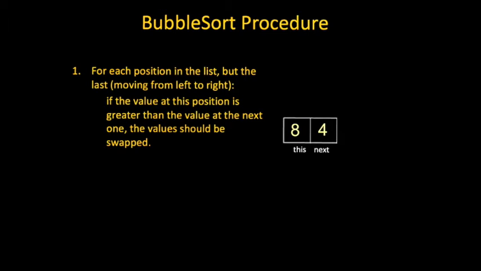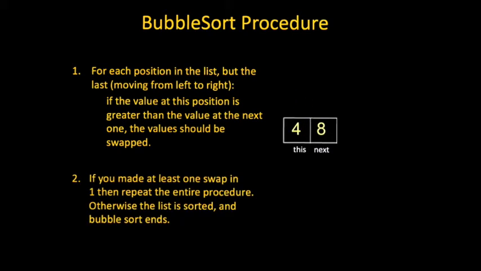Here's how the bubble sort procedure goes. For each position in the list, but the very last, moving from left to right, we look at the value at the current position. If the value at that position is greater than the next, we swap. So right here, we're looking at 8 at our current position, and 4 at the next. Since 8 is greater than 4, we should swap them. If you made at least one swap in step 1, then you should repeat this whole procedure again. Otherwise, the list is sorted and bubble sort is over.